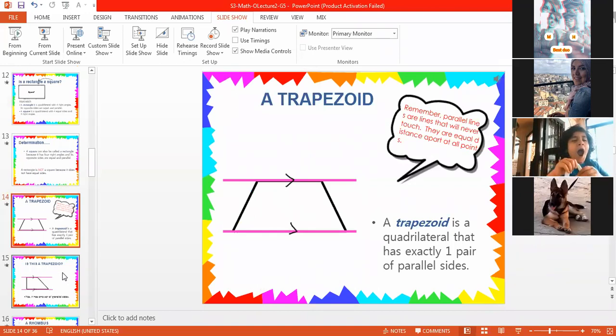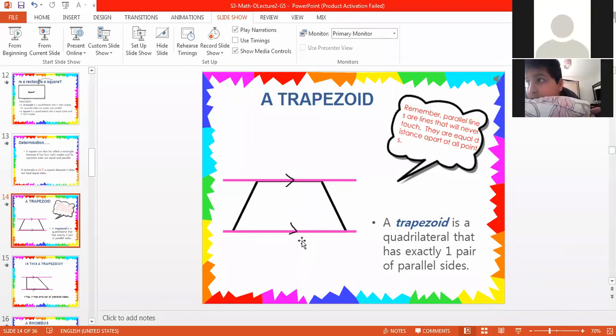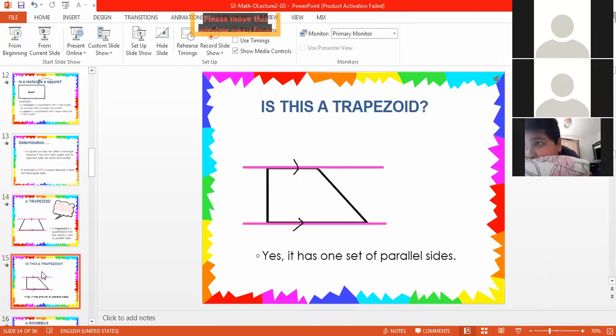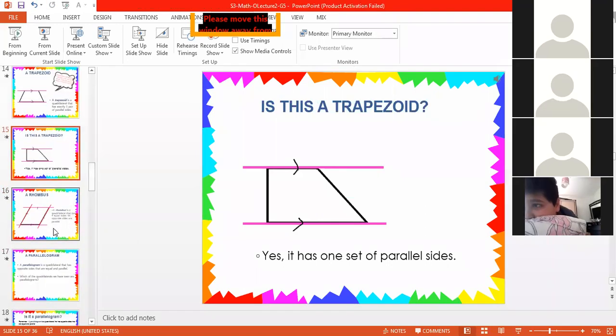So then we learned about the trapezoid, and we said that the trapezoid has only one pair of parallel sides. So only those are parallel. Can you see them? Yes. So is this a trapezoid? Yes, this is a trapezoid because it has one pair of parallel sides. Very good.